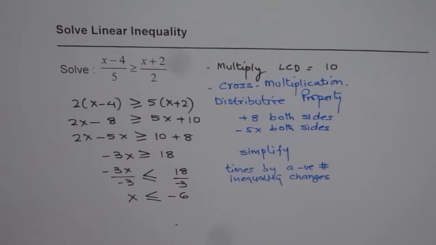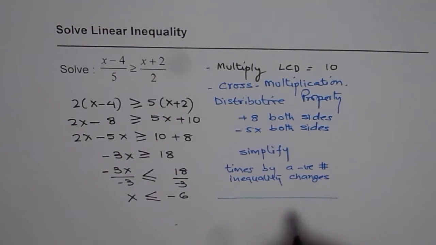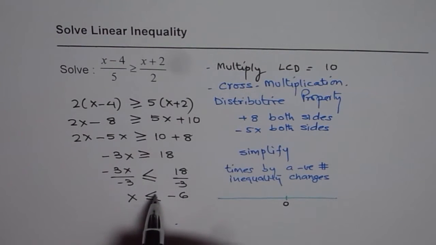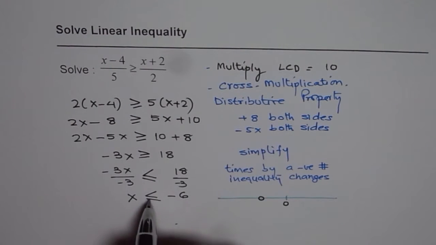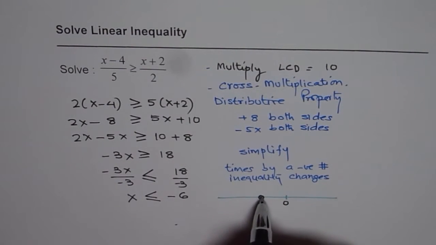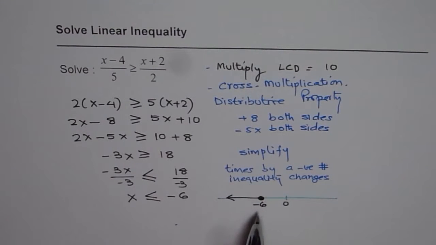Now at times you may be asked to show it on a number line. So let me just show the solution on a number line. Let's say this is 0 for us. When we say x is less than or equal to minus 6, it will be somewhere here. Because it is less than or equal to, we'll have a filled in circle and everything to the left side of minus 6. This is minus 6 for us. So that is the solution on a number line.